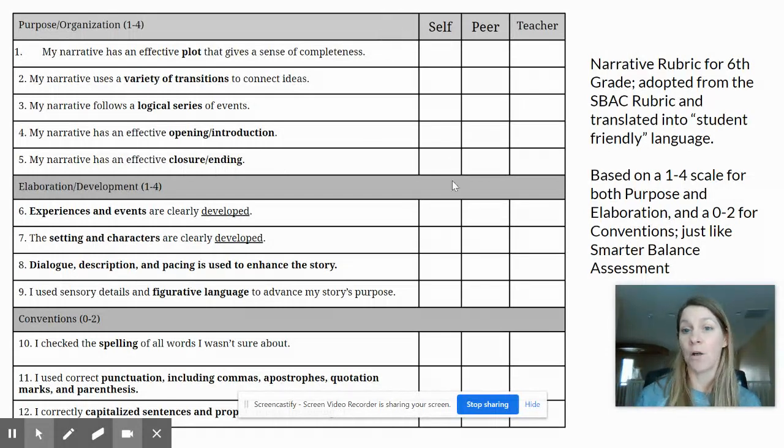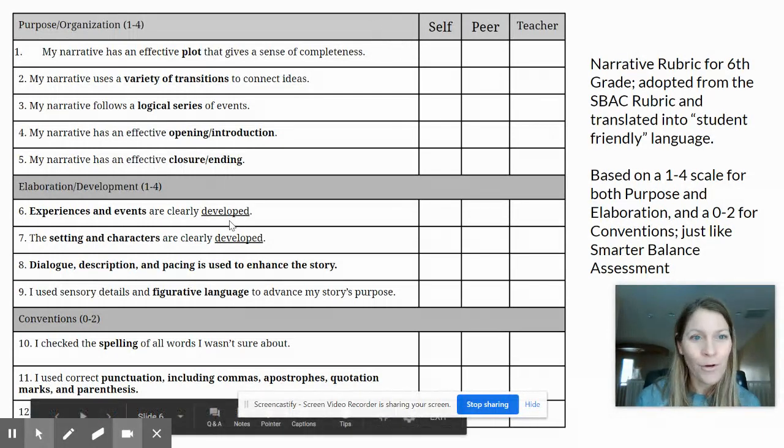And students had to self-assess first. Then they were able to have a peer review. And lastly, the students would sit with me and read aloud their story to me, and we would assess, did they get a 1, 2, 3, or 4 in the purpose and organization area. This part, most of my students did pretty well.